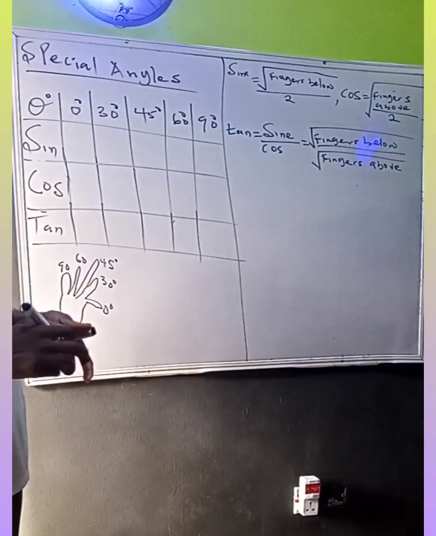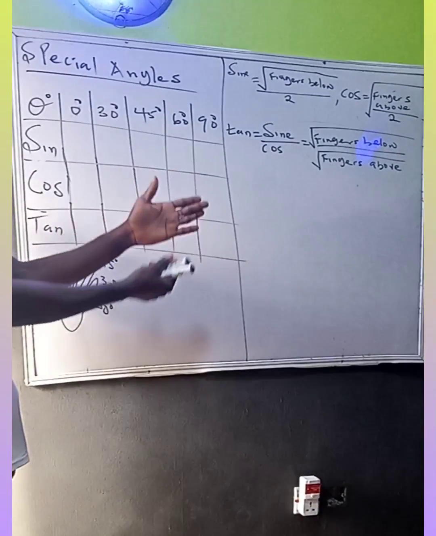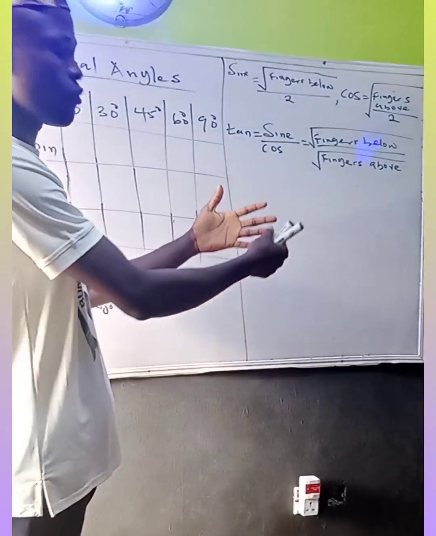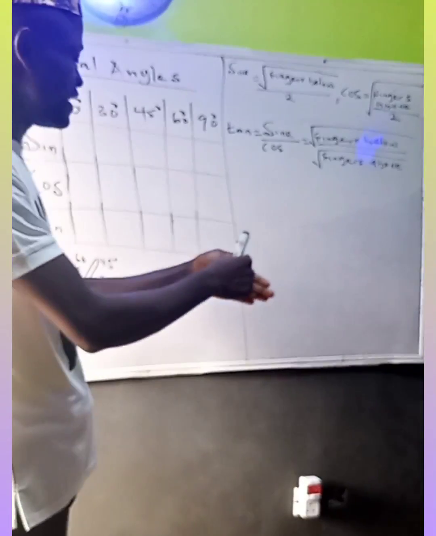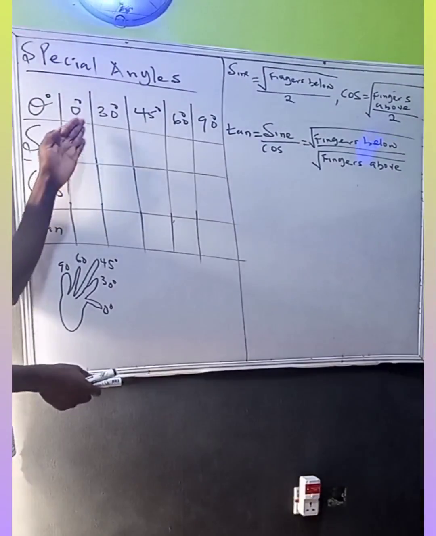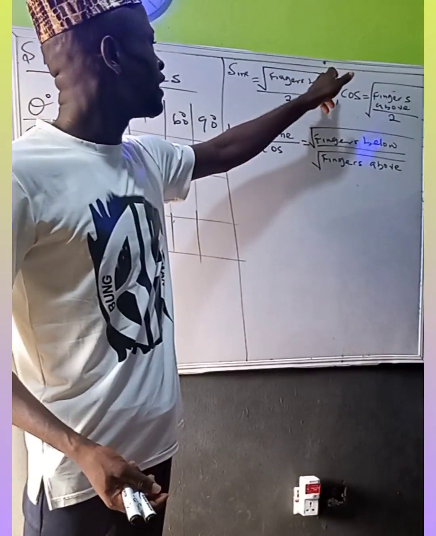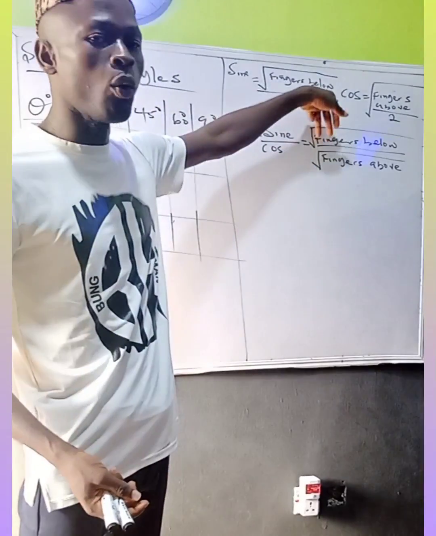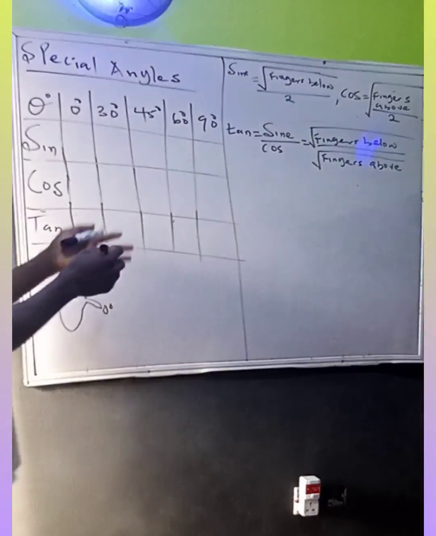It's very simple. I have my fingers. Let me start labeling my fingers. Hold your fingers like this: 0, 30, 45, 60, 90. For sine, the formula becomes the square root of the number of fingers below, divided by 2. Let's go.